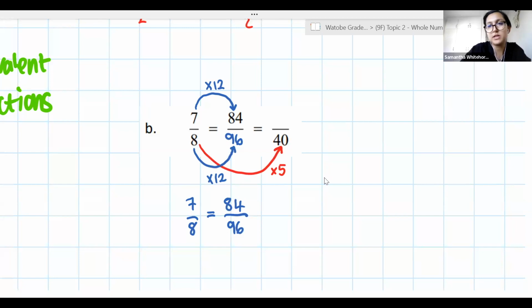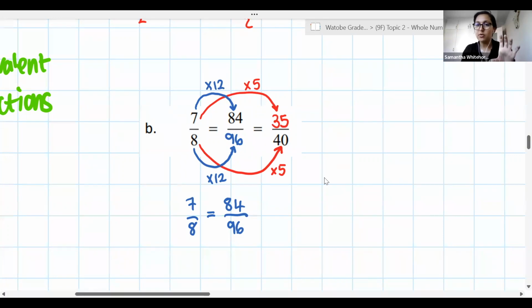So Amatle, what do we need to do to the top? You have to times it by 5. Excellent. So we also need to times 7 by 5. And we know that 7 times 5 is 35. And so what we've done is we've taken the fraction that we know, and we've seen what is the same thing I can multiply the top and the bottom by in order to create an equivalent fraction.